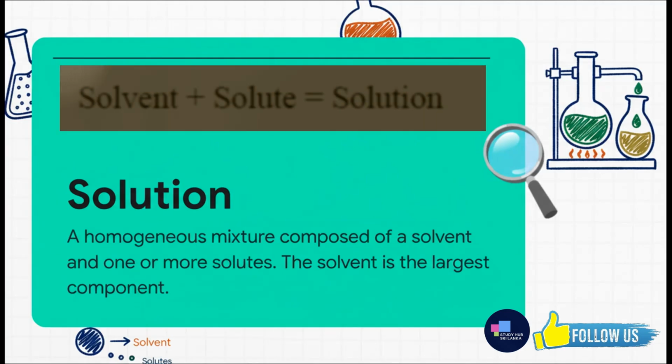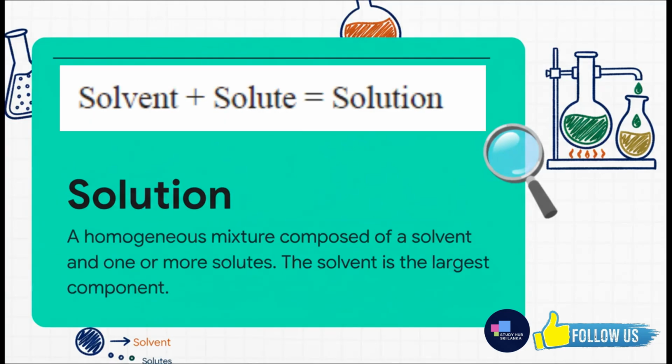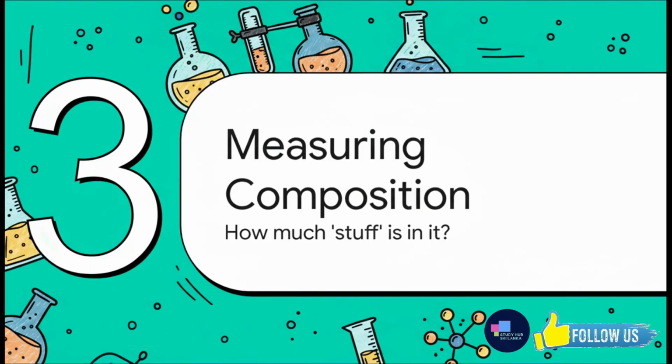Let's just quickly get these important words straight. A solution, like we just said, is a homogeneous mixture. It's made of a solvent, that's the component you have the most of, like the water in our salt solution, and one or more solutes, which are the substances that get dissolved, like the salt itself. Simple as that. All right, let's move on to our next section.